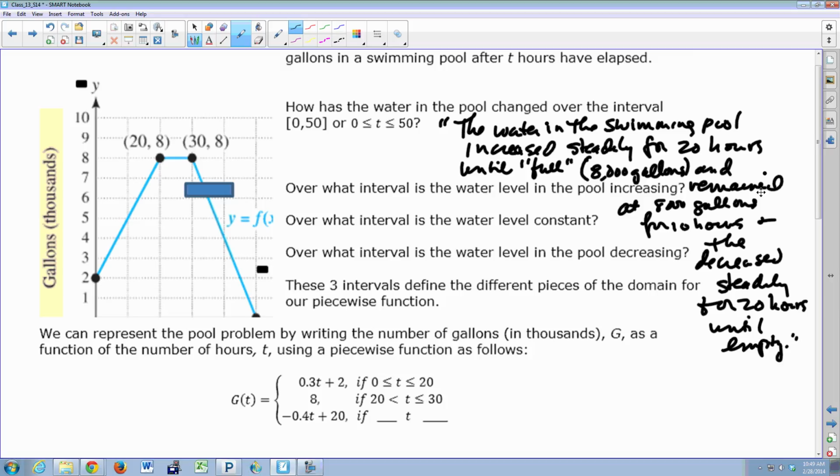I had a fun time in my first class when one of my students told the story. So the language was very interesting. Okay. So the water in the swimming pool increased steadily for 20 hours. Where did the water start, Chris? Right, so initially, I'm just going to do a little addition here. Initially, the pool had 2,000 gallons of water in it.